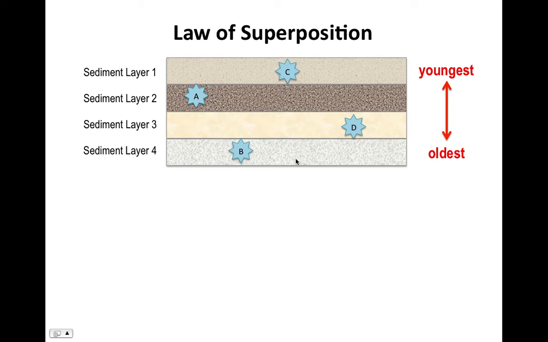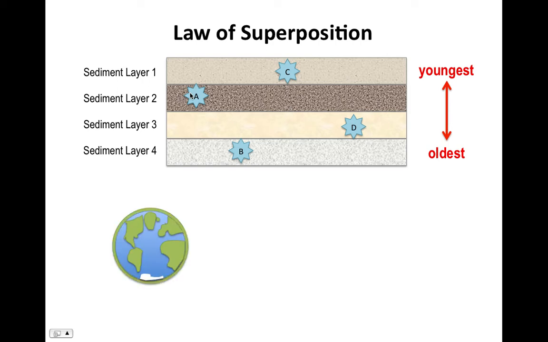So the law of superposition doesn't tell us exactly how old. We can't look at this and say, oh, artifact B is 500 years old and artifact C is 100 years old. We don't have any sort of absolute metrics here, but we can tell what's older and what's younger. So if we're looking at archaeological sites, one way that we could determine what's older and what's younger is if we had continuous layers of sediment stretching very long distances. So if we found an archaeological site here, and another one in a layer above it, we could say, oh, well, archaeological site D is older than archaeological site A.